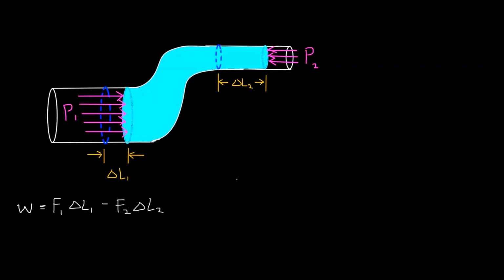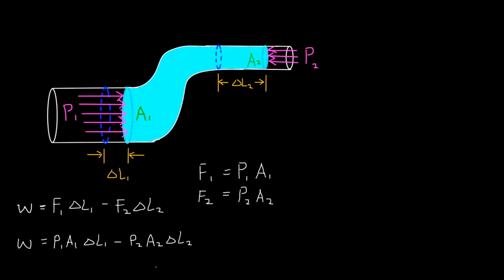F1 and F2 are results of the pressures, so F1 equals P1A1 and F2 equals P2A2. So we can write our work done W as P1A1 delta L1 minus P2A2 delta L2.